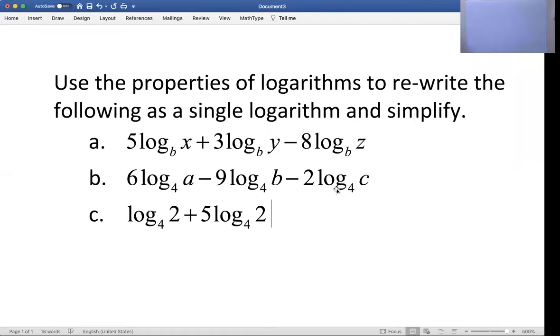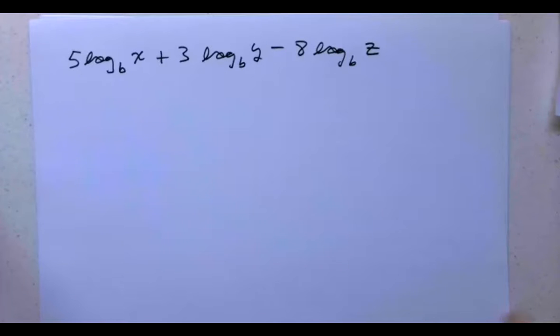This question asks us to use the properties of logarithms to rewrite as a single logarithm and simplify. So our first question is 5 log b of x plus 3 log b of y minus 8 log b of z. Now there are 3 rules of logs we need to keep in mind.